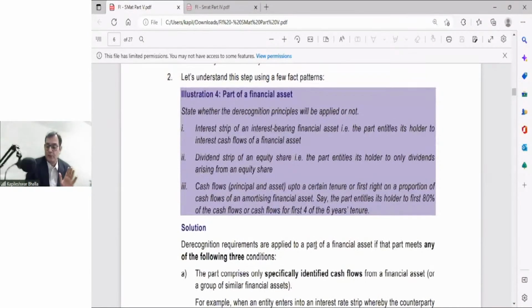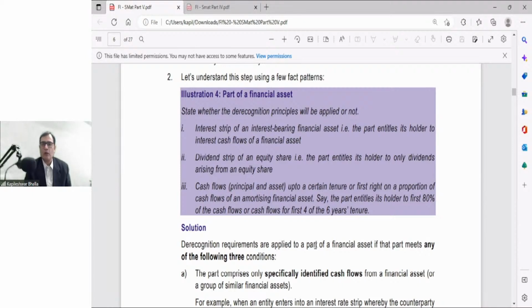Let's take up illustration number 4 and decide whether derecognition will be applied to the part or to both. So remember, if you transfer one of the two, fully or partially, part. If you transfer both of them in equal percentages, part. If you transfer both of them in unequal percentages, full. Okay, let's look at illustration 4, whether derecognition principles will be applied or not.